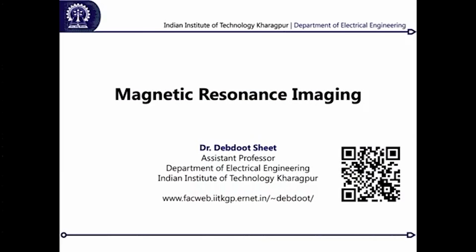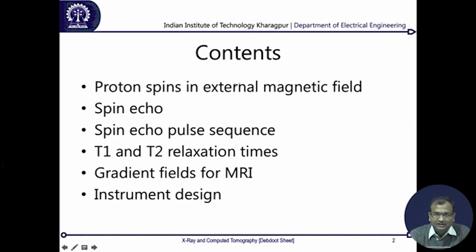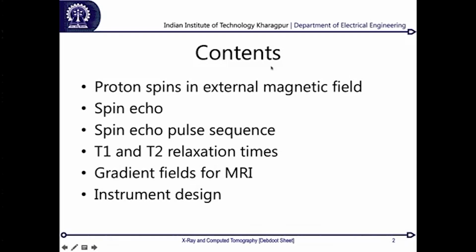for imaging. To make it simpler, let me go through the contents of what we are going to do. The first topic is proton spins in an external magnetic field, where I will show you that your body is made out of a large number of small magnets, just because of the amount of water you are drinking. We make use of that in something called nuclear magnetic resonance, and this nuclear magnetic resonance is then used in our imaging concept as well.